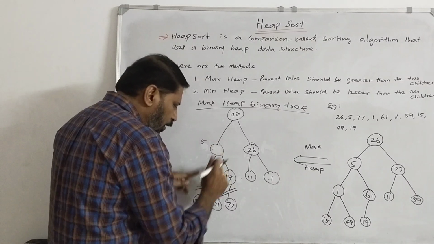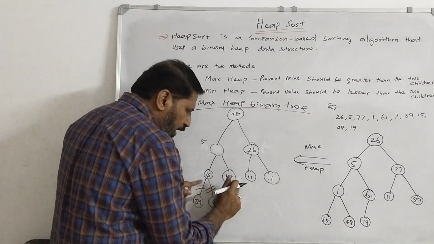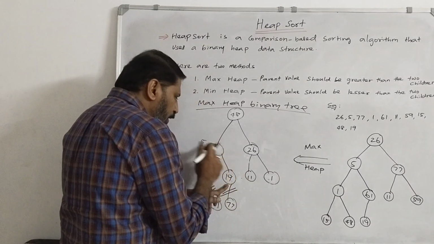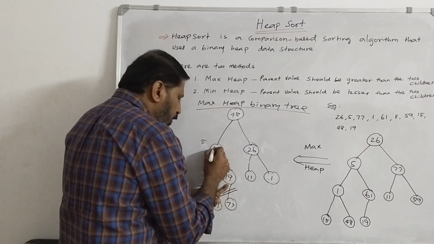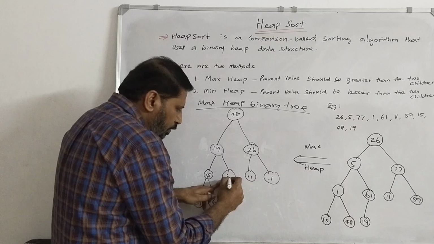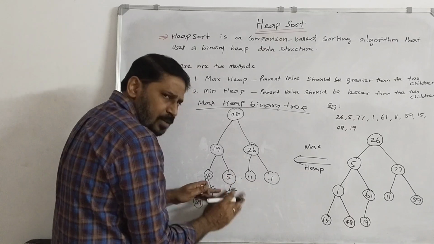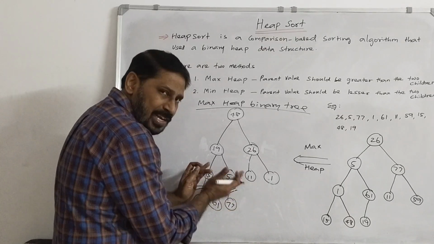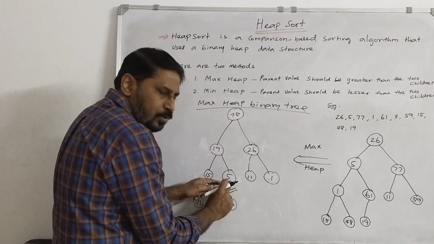Before storing 5, we have to compare these two children, 15 and 19. 19 is a greater value. 19 and 5, 19 is greater. So 19 comes here and 5 goes here. This time I am not checking with 77 because it is already sorted. We eliminate it. So that's why 5 goes here.